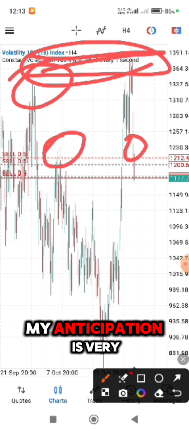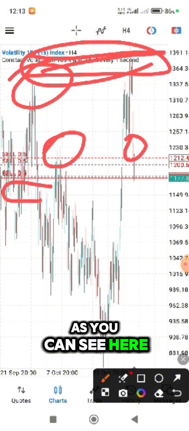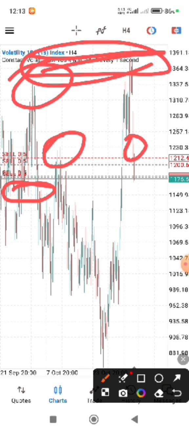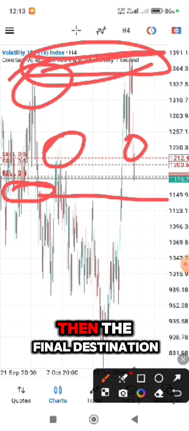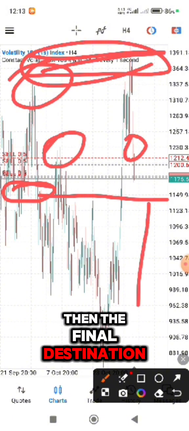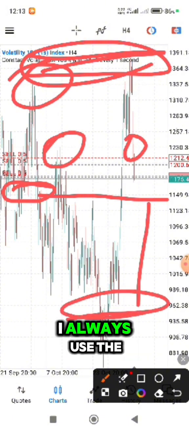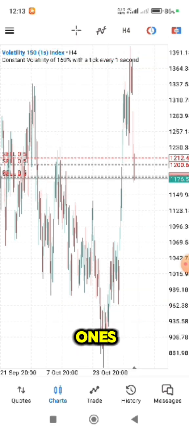So my anticipation is very simple. As you can see here, there are points of rejection here, but if it manages to move from this line, then the final destination will be around this area. So I always use the turning points like these ones.